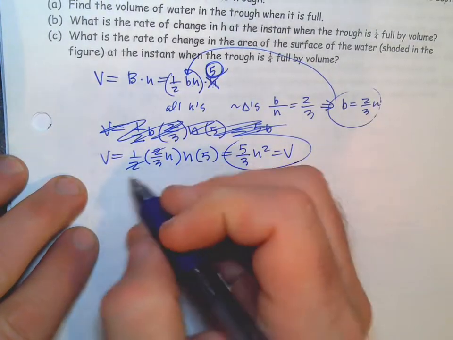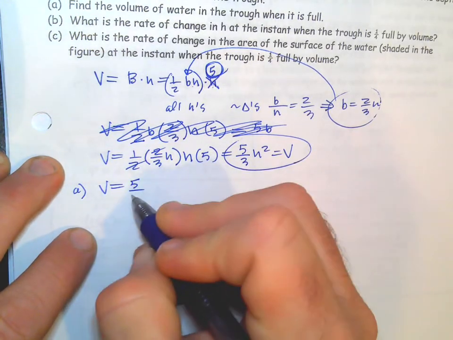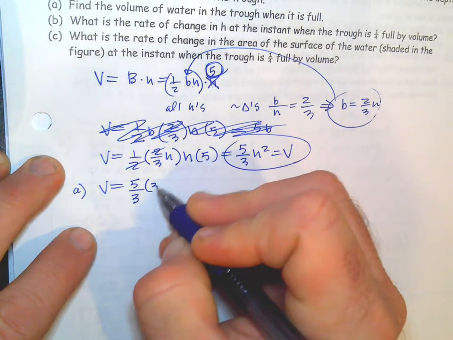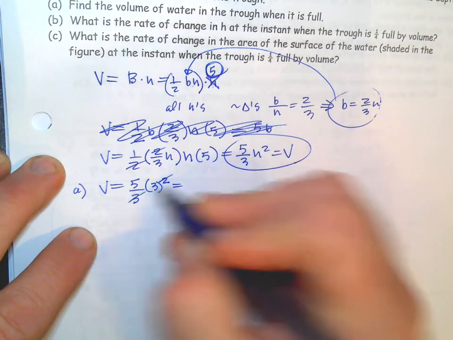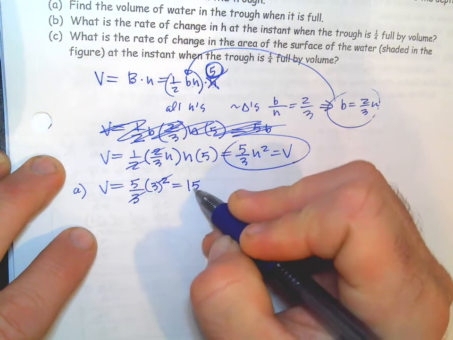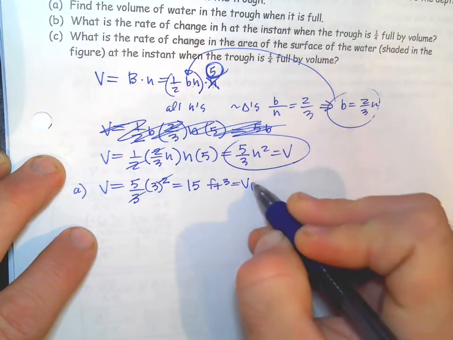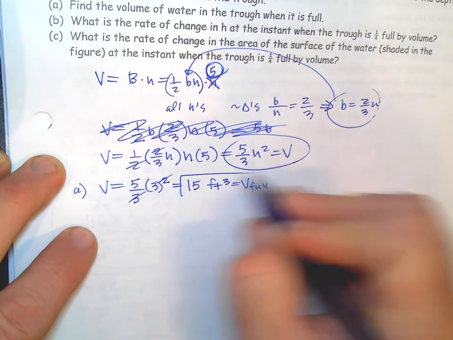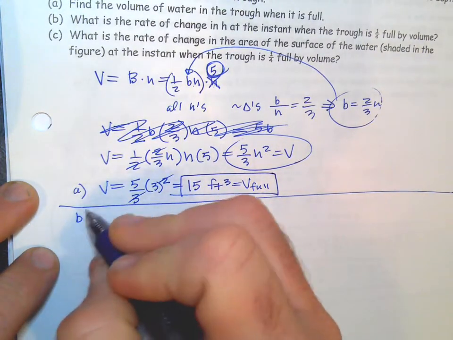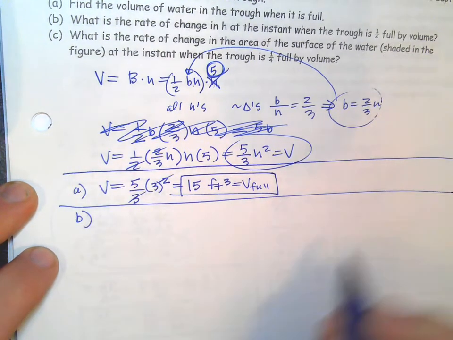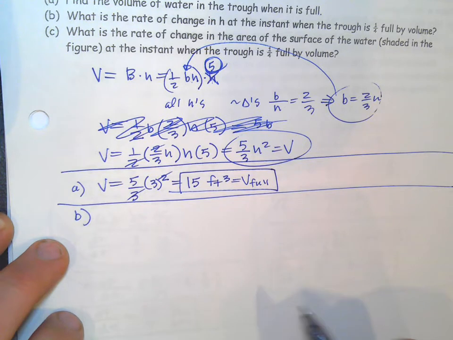So when it's full, part A, the height is 3. So when those 3's cancel, we get 15 cubic feet. That's the volume when it's full. All right. B says, what is the rate of change of H at the instance when the trough is a quarter full by volume?